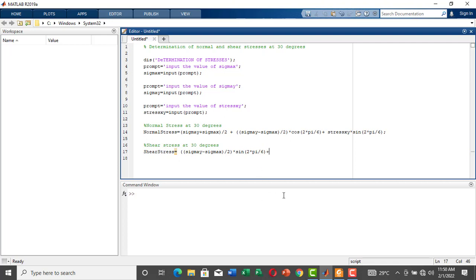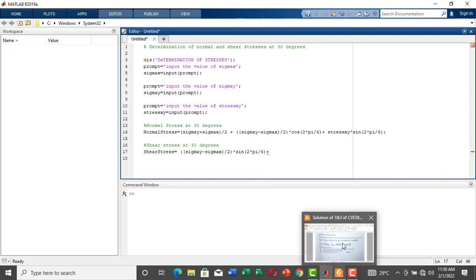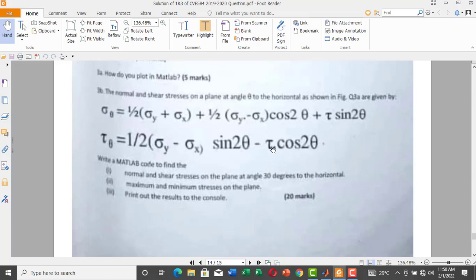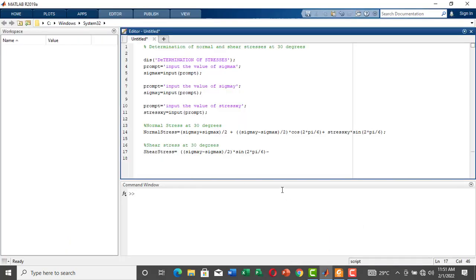Then I think I have plus, no, it's even minus stress xy cos 2 theta. So this is minus stress xy multiplied by cos of 2 multiplied by theta, which is pi over 6. Okay, so that's all for that as well. Then you close this with the parenthesis and the semicolon. Then we are done with question number 1.